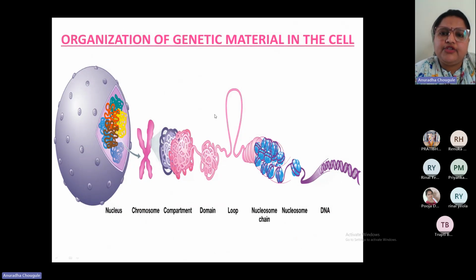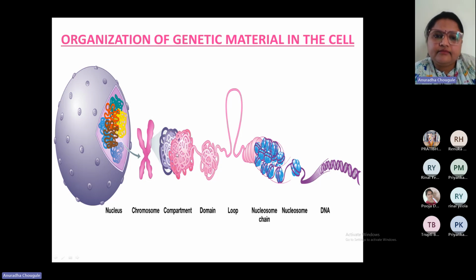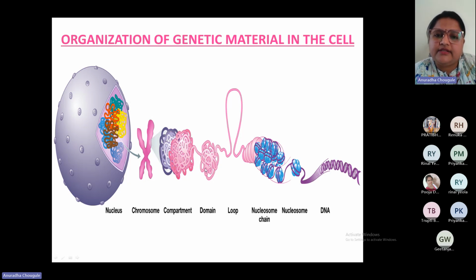Okay, after that, organization of genetic material. This is the nucleus. In this nucleus, as we just saw, this is the chromosome. That genetic material is composed of the chromosome. In that chromosome there are many compartments. In a compartment there is a domain, and that domain consists of many loops, and these loops consist of a nucleosome chain. This is called a nucleosome chain, and this is called a nucleosome. The nucleosome is surrounded by DNA, and this DNA contains a particular part called the gene. The nucleosome is nothing but DNA and protein, and this arrangement requires different types of proteins.